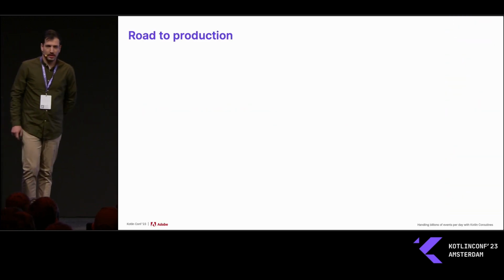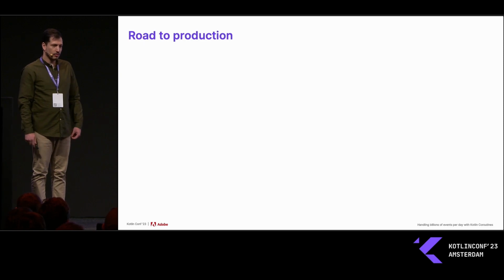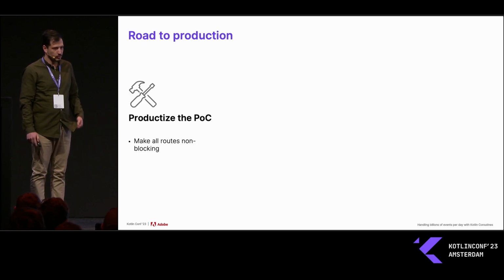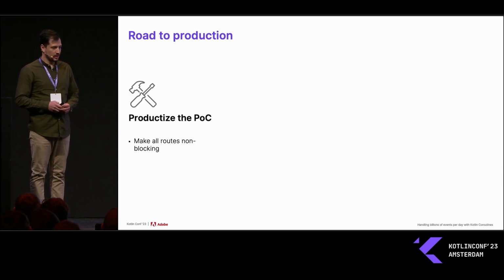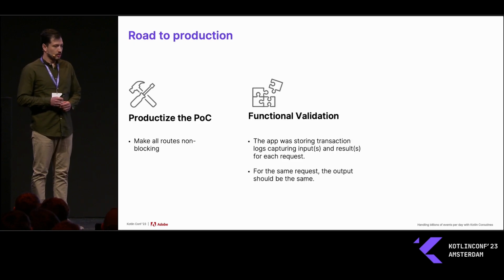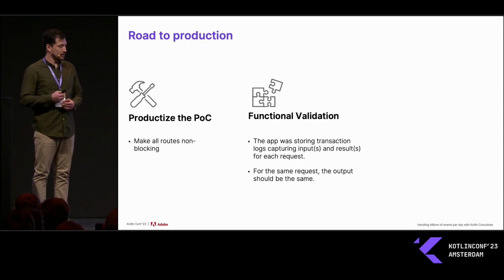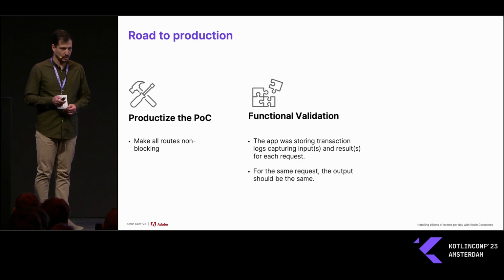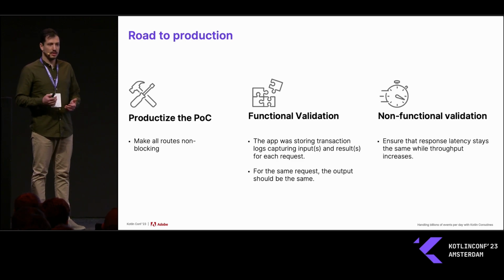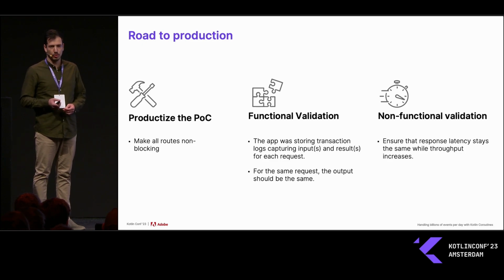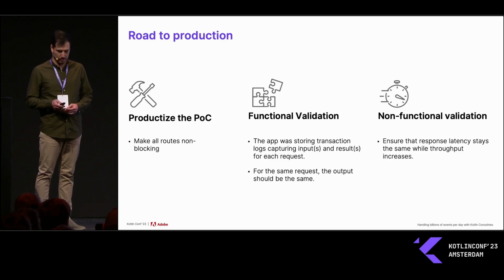In order to bring the new application to production, we established 3 checkpoints. The first one was to productize the POC. The second one would be to validate that all requests are processed exactly the same way as before, no functional regression. And also to validate that we are meeting our initial goal of increasing the throughput while maintaining the same request processing time.